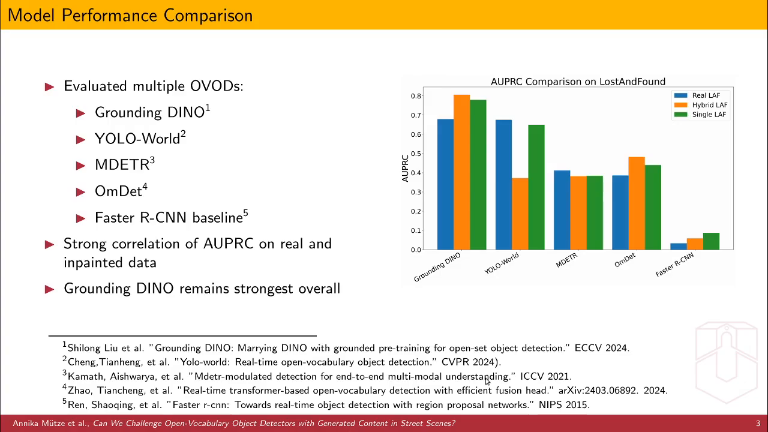Here we also see that Grounding DINO remains the strongest method overall, and that especially Faster R-CNN has really low performance on this unusual and also on the real data.